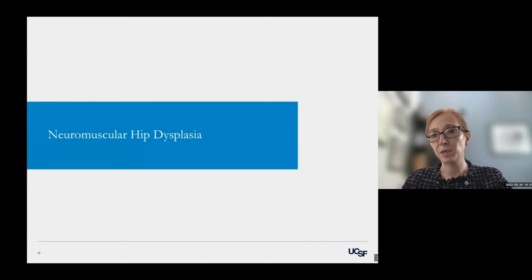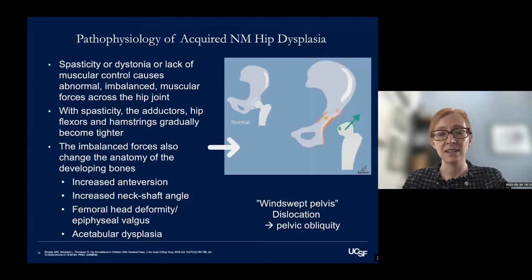But neuromuscular hip dysplasia is something I'll focus on today. It's a big issue and it's high stakes. So the reason that it happens is because of spasticity or dystonia or the lack of muscle control and these abnormal imbalanced muscle forces across the hip joint. With the spasticity, the adductors and hip flexors and hamstrings become tighter.